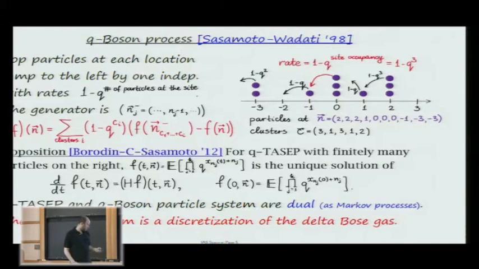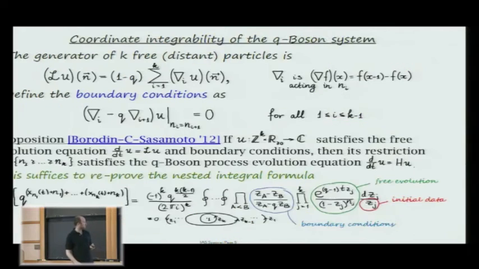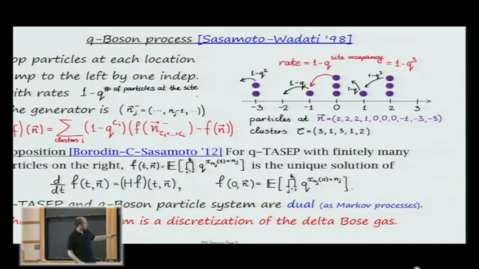In a real sense, this Q-Boson system is a discretization of the delta Bose gas. So, Balint, you had asked what this boundary condition stuff means, what this coordinate Bethe Ansatz is. Here I'll explain how the Q-Boson system is coordinate integrable. And of course, this structure goes through down to the level of the delta Bose gas as well. So how are we going to go about solving this? How do you go about diagonalizing this?